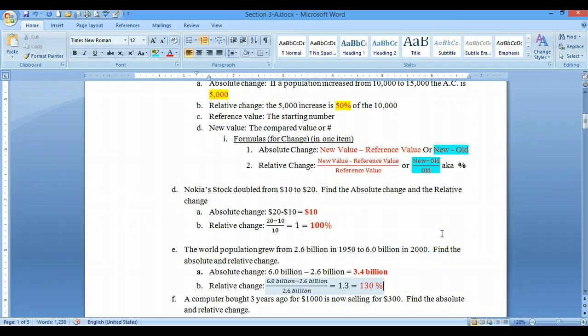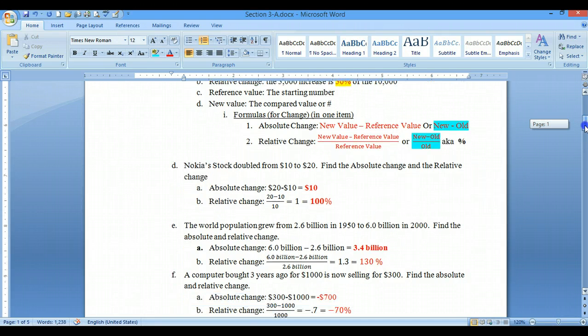A computer bought 3 years ago for $1,000 is now selling for $300. Find the absolute and relative change. The absolute change is the new minus the old. My new price is $300. The old price was $1,000. So new minus old is 300 minus 1,000, or negative 700.